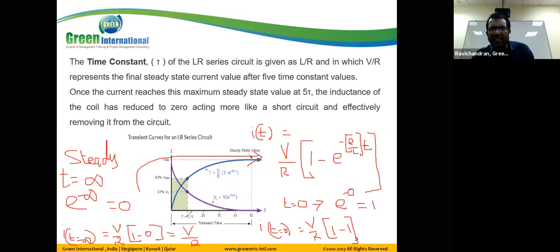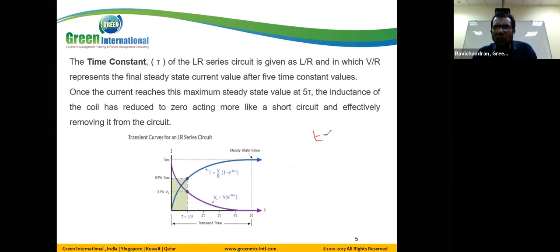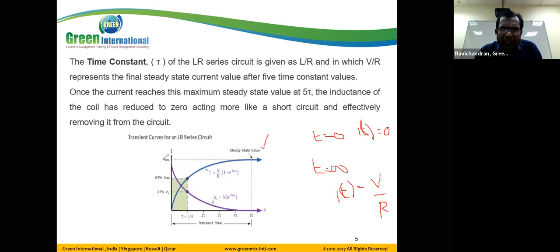So from this, at t is equal to 0, I of t is equal to 0, and at t is equal to infinity, I of t is equal to V by R. Here we mention that this is the steady state value. Here we have I max, which is equal to V by R.